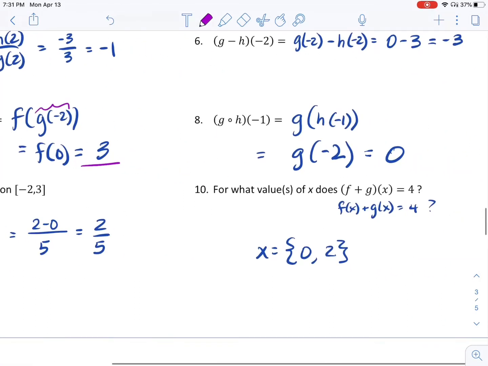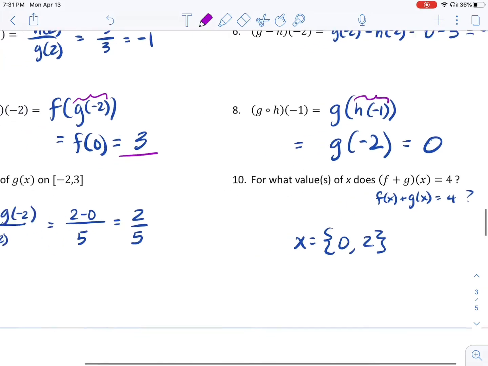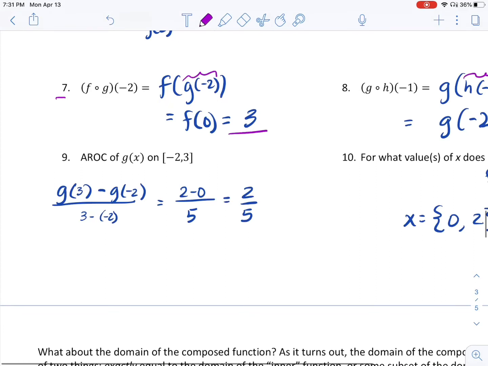The same thing for g of h of -1. First find h of -1, whatever the output for that is, it's the input for g. The average rate of change in this, I'll want to remind you that it's f of b minus f of a all over b minus a for some given function on that interval.